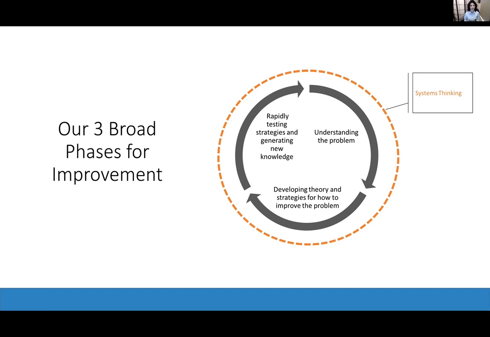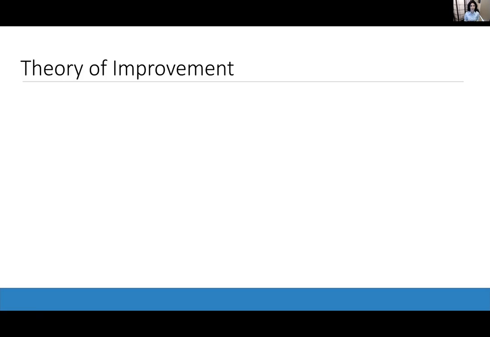And of course, as we consider how to improve inequities in our education system, we need to incorporate systems thinking. Today, we are focusing on developing a theory for how to improve the problem. Some of you may be familiar with this idea of a theory of action or a theory of change. In improvement science, we have a similar concept known as a theory of improvement.